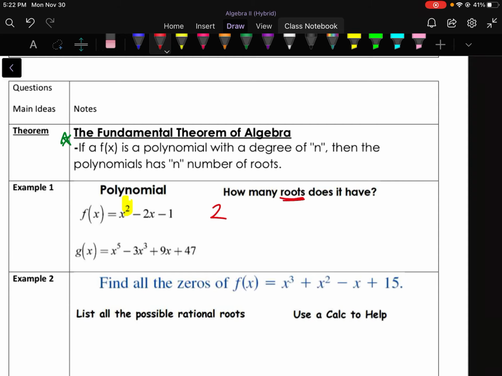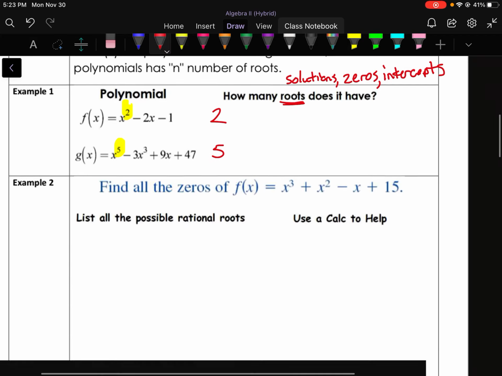So another name for roots would be solutions, zeros, and intercepts. So it would be the 4 common. So don't let that throw you off as it says, hey, find all the intercepts, find all the solutions, find all the roots, find all the zeros. It's all the same thing. Same thing here. If my degree is 5, that means it'll have 5 roots, 5 solutions, zeros, intercepts.